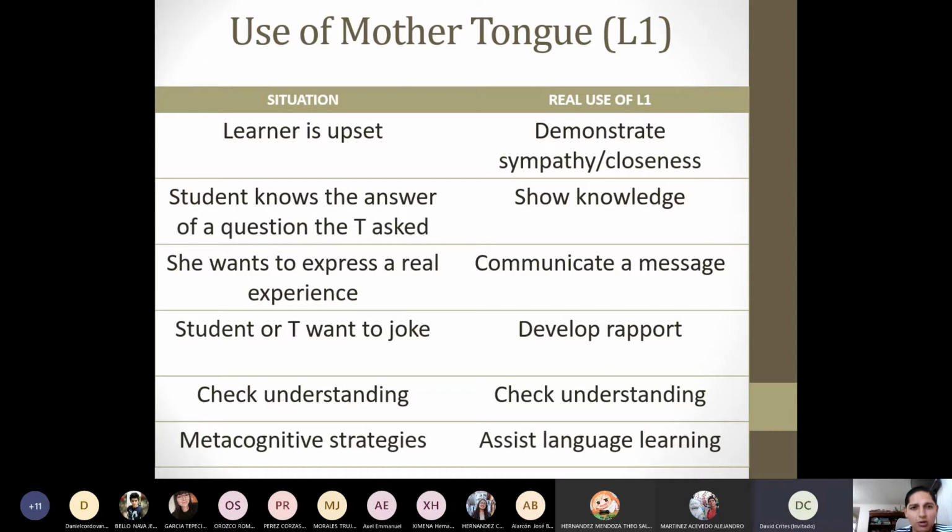Checking understanding, that's another situation, okay? For checking understanding, you could approach students individually and might use the L1 for monitoring. We're going to check the monitor hypothesis of Krashen. It's very different from the use of L1, but for monitoring in a contextualized manner and in a close way. And the use of metacognitive strategies such as organization, self-reflection, awareness, and consciousness. Well, the use of L1 might assist language learning in order to structure the ways in which they are going to study.